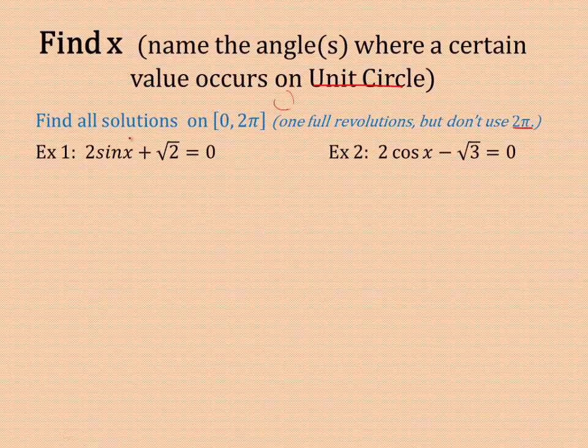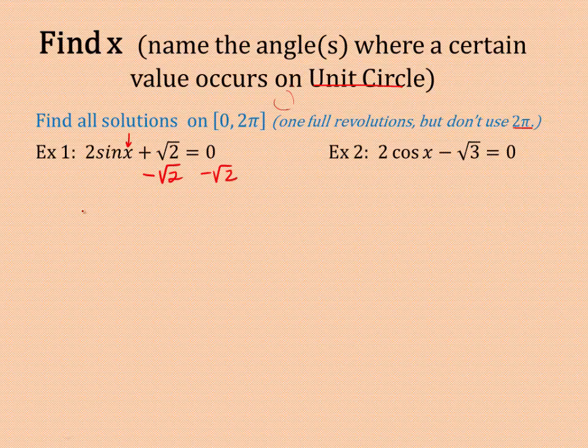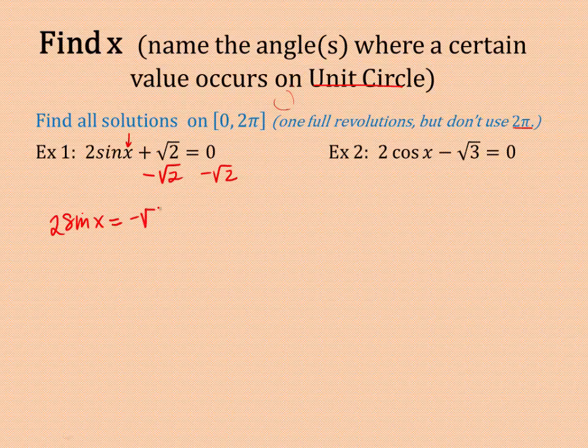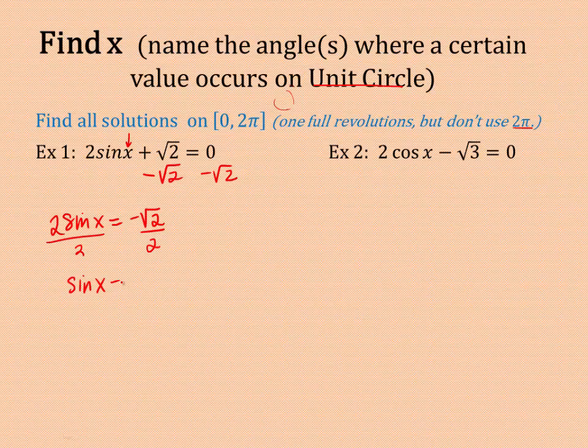I'm going to solve for x, right? It's here, right here. So I need to kind of peel away all the layers till it's isolated. So I would subtract square root of 2 from both sides. So I have 2 sine of x equals negative square root of 2. Then I would divide both sides by 2. Sine of x equals negative square root of 2 over 2.